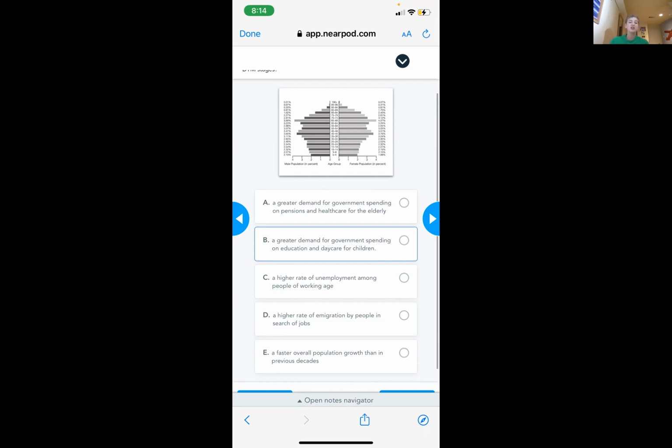C, does the thing show unemployment? No. D, does the thing show immigration or emigration? No. Does the thing show a faster overall population growth? It shows you population growth, but it doesn't show a faster population growth.